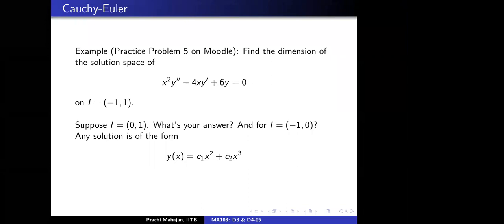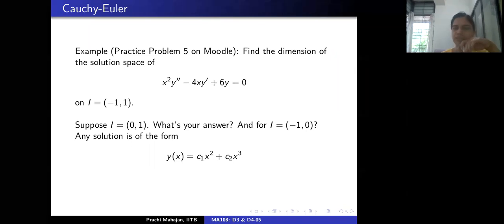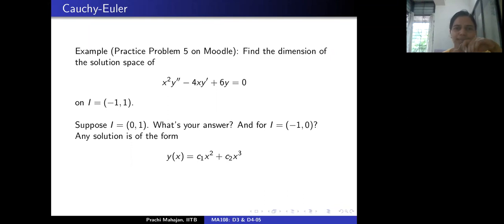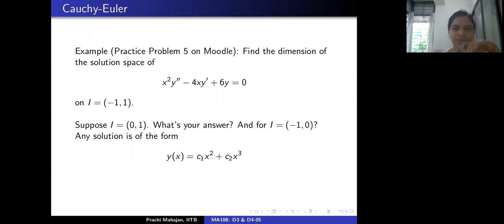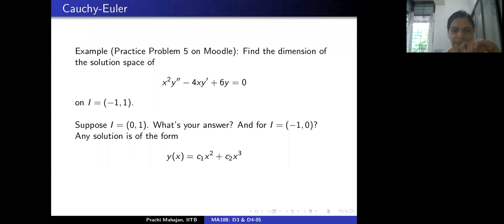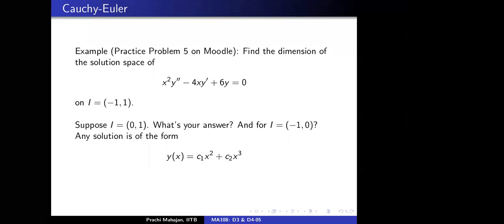How did you come up with x square and x cube? That's what I'm saying. This is one of the problems in tutorial 1: you start with y equal to x to the power m as a solution, substitute in there, and your calculation will tell you that m can be either 2 or 3. So that's how you get it.